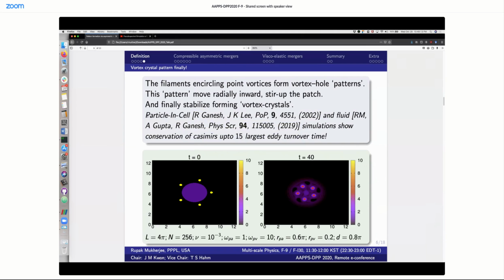These have been confirmed earlier by Ganesh and Lee in 2002 by PIC simulation. And later we did some fluid simulations, and we compared the results up to 15 largest eddy turnover times. We checked the conservation of the Casimirs. Here I give the parameters of how to simulate this. This d gives the size of these point vortices, etc.